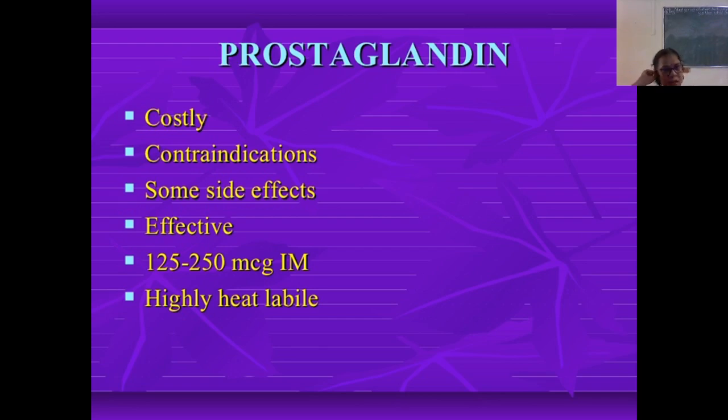is contraindicated or not. In some of the patients with heart disease and other medical disorders, the use of prostaglandins may be avoided, and you have to monitor the presence of any side effects. This is effective when it is used in 125 to 250 micrograms intramuscularly. This is highly heat labile.